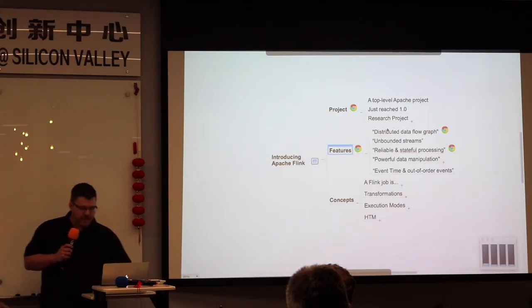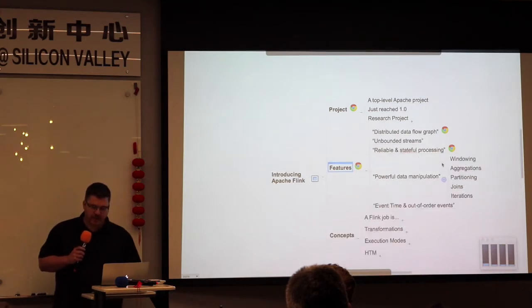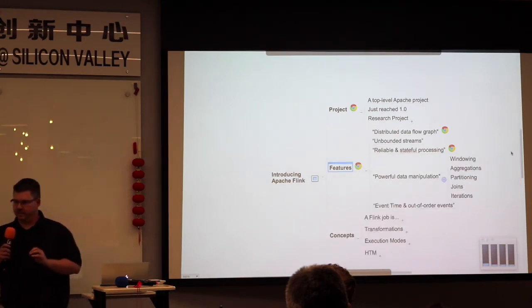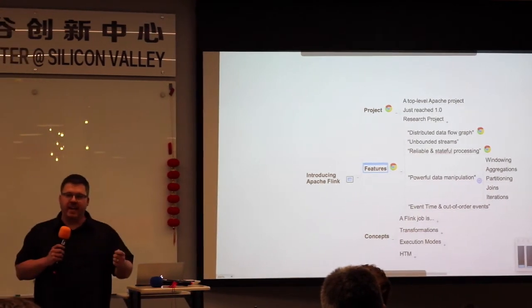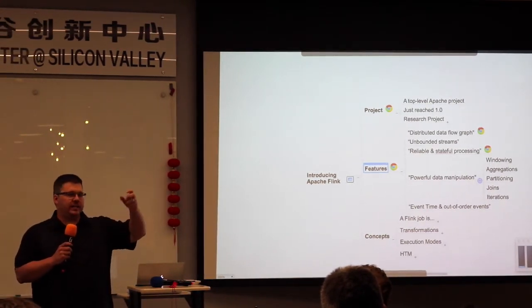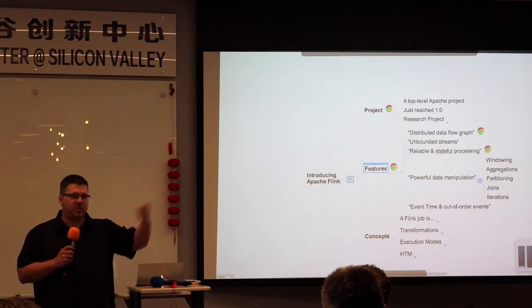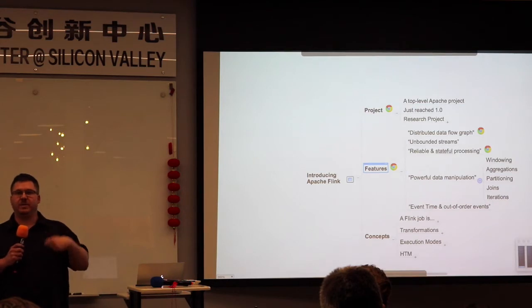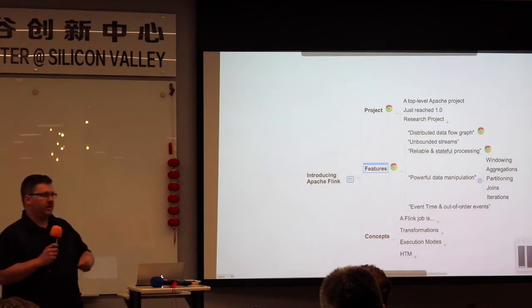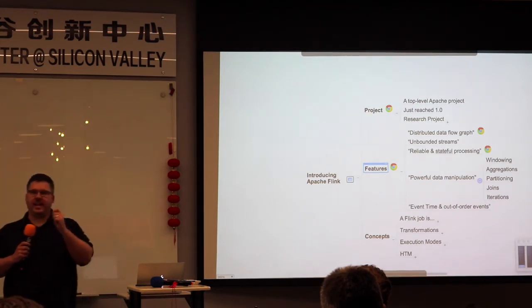There are extremely powerful data manipulation primitives within Flink. Flink provides windowing support, so you might say, take this stream of records, and every 10 minutes I'd like to look at it, and maybe do some aggregation, or find the max value of this, or what's the average of that.